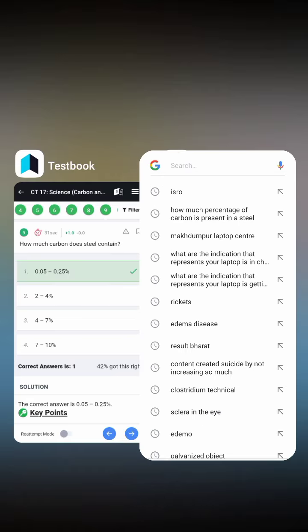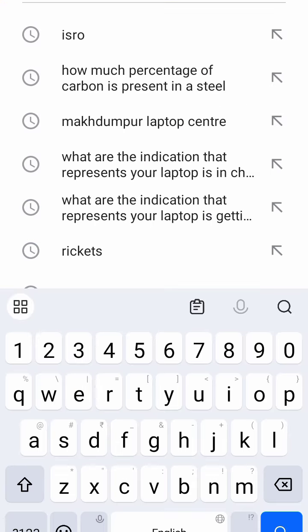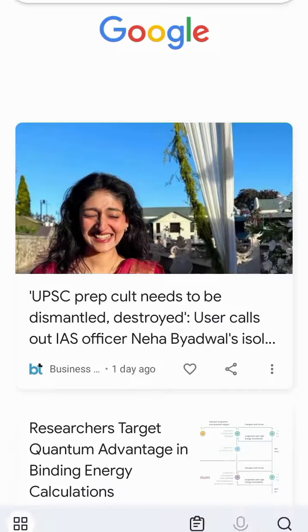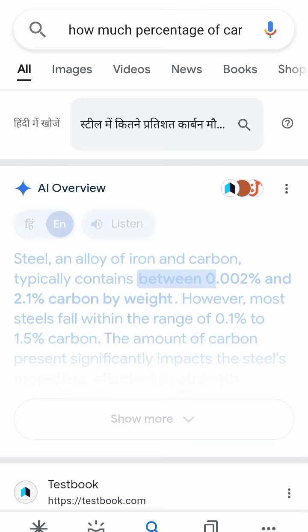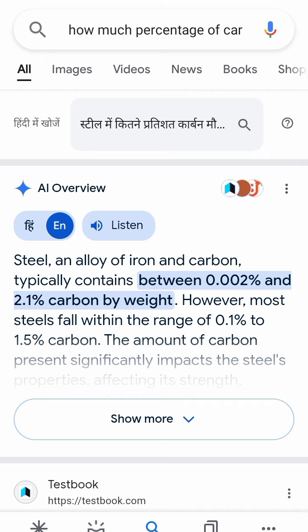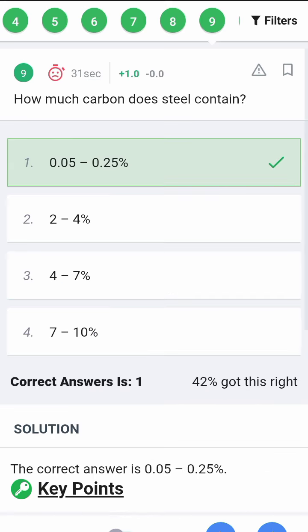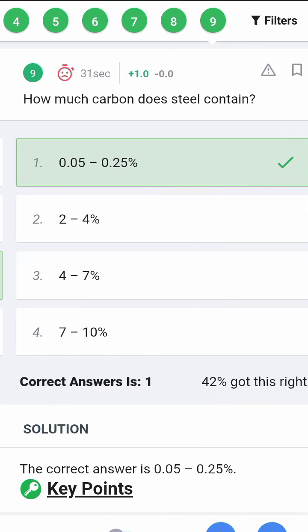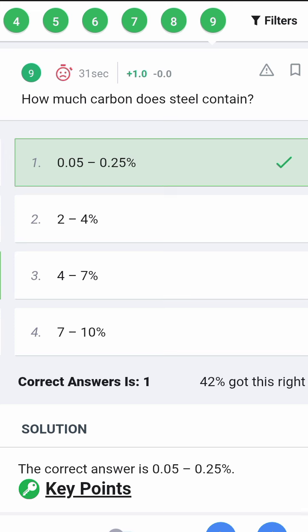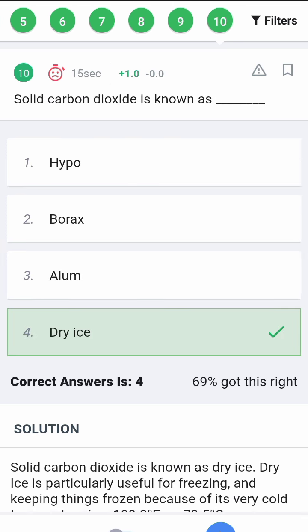If I search how much percentage of carbon is present in steel, second option, here it's the answer. It says steel, an alloy of iron and carbon, typically contains between 0.002% and 2.1% carbon by weight. So this is the correct answer, not 2 to 4, not 4 to 7, not 7 to 10. Solid carbon dioxide is known as what? It's dry ice.